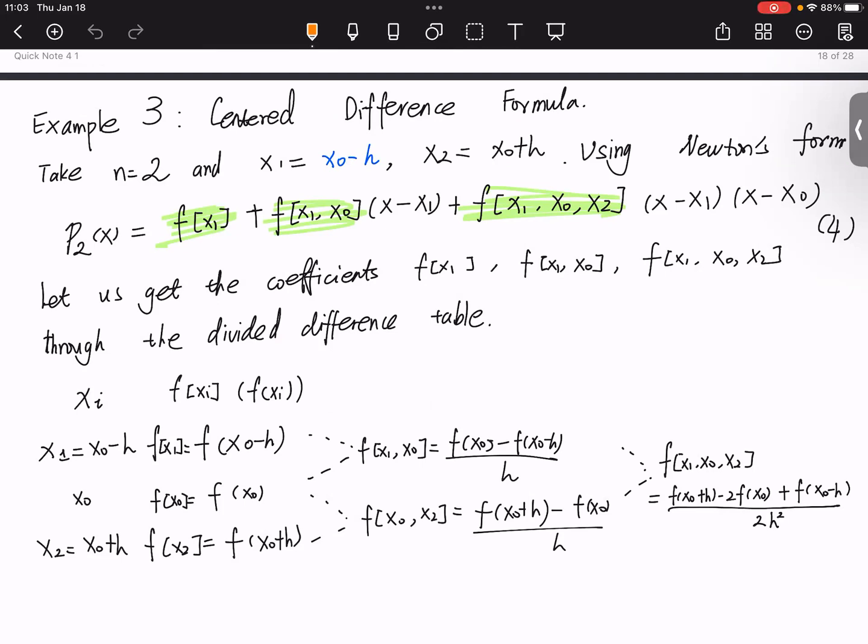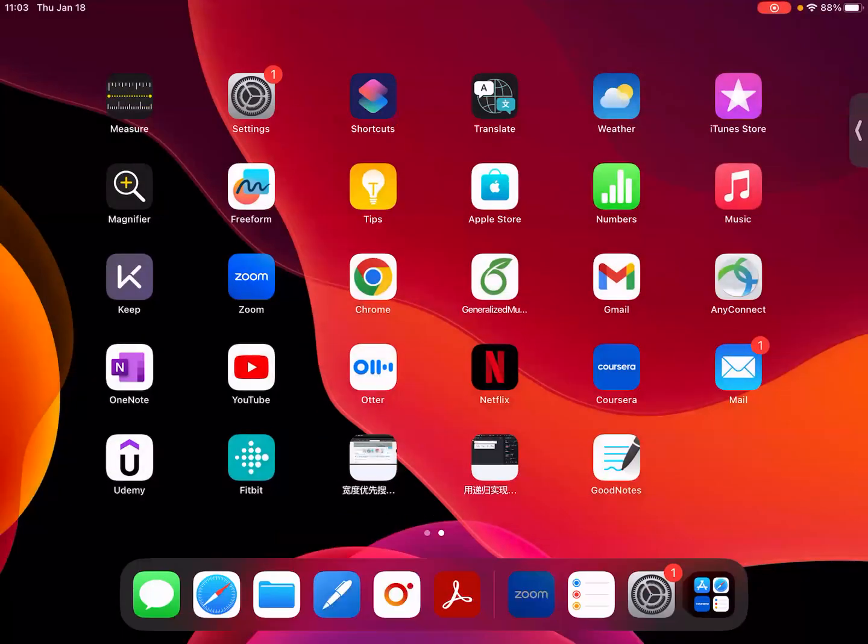Check my speaker. What's happening? Continue without audio. Okay, good. So let me double check the setting once again.